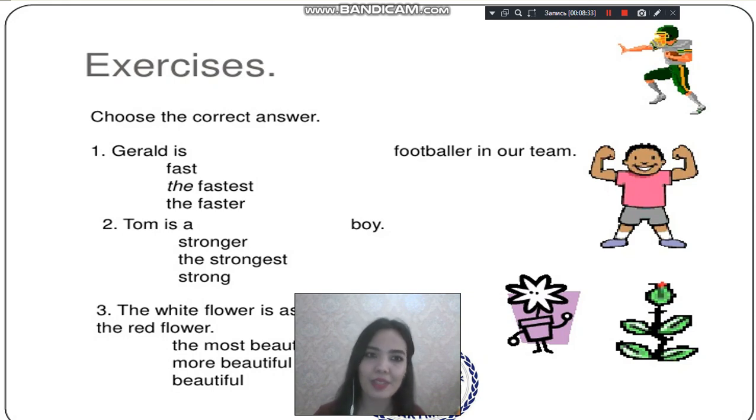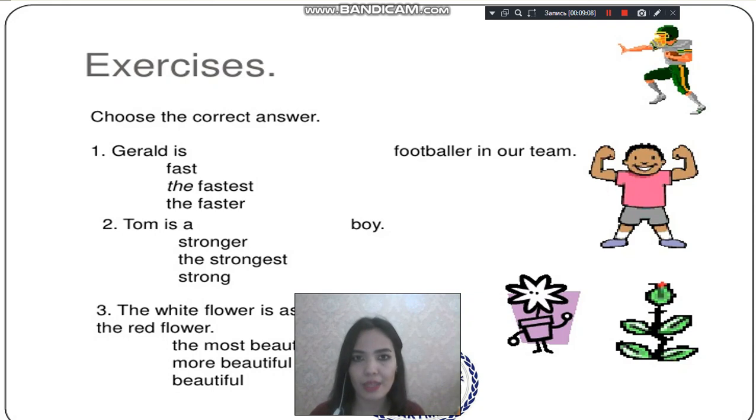Let's do it together. Gerald is fast footballer in our team. Gerald is the fastest footballer in our team. Yes. We are comparing Gerald with other footballers. Let's go to the next. Tom is a stronger boy. We are not comparing. Tom is the strongest boy. No, Tom is a strong boy. It's his quality.